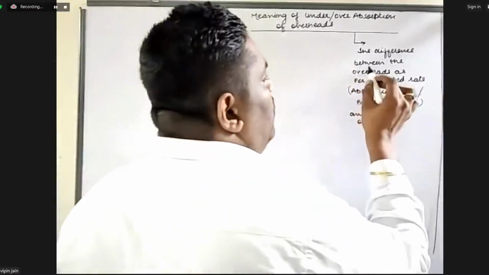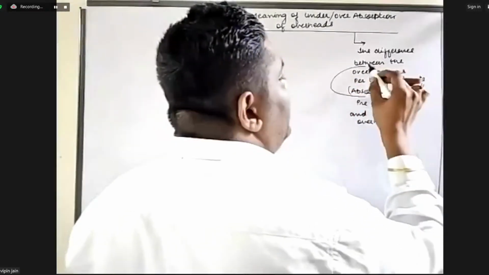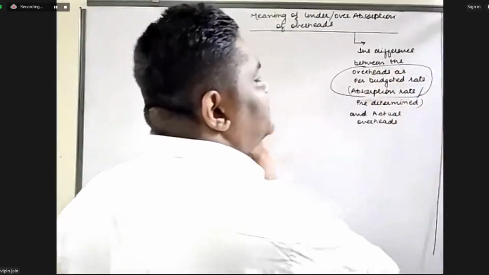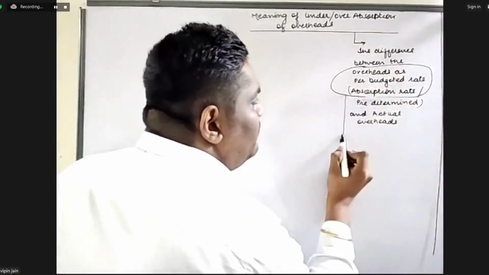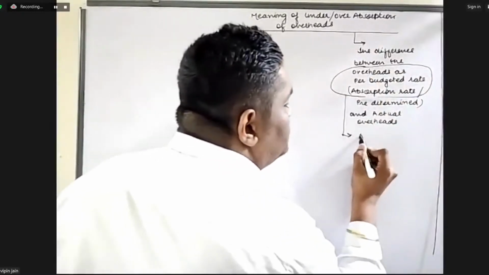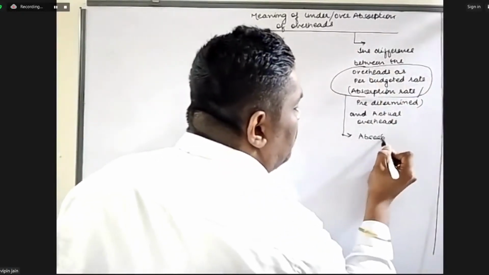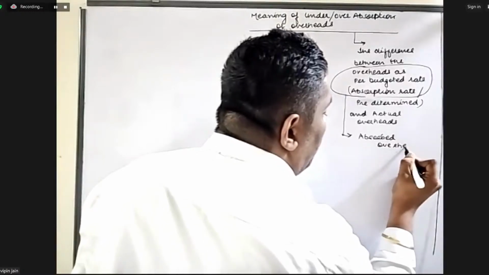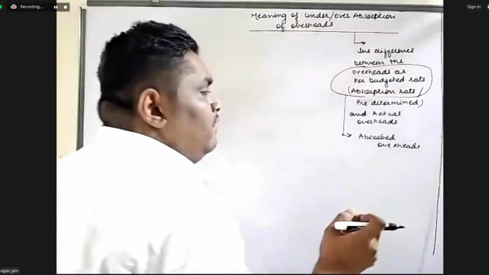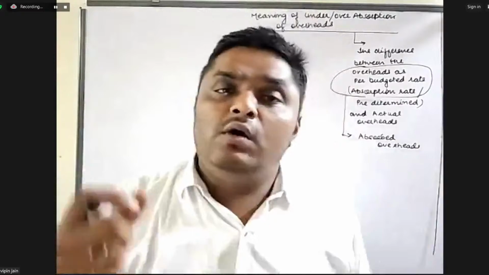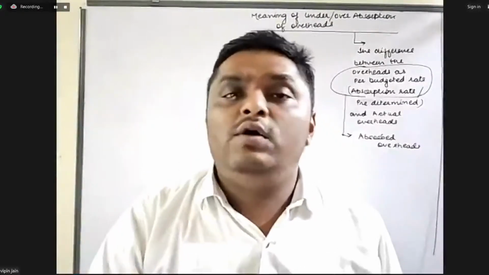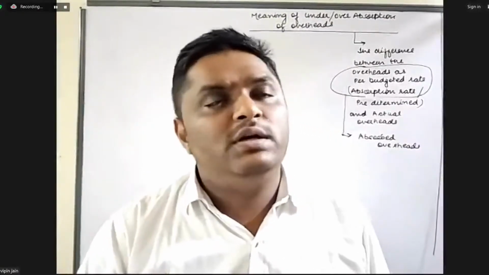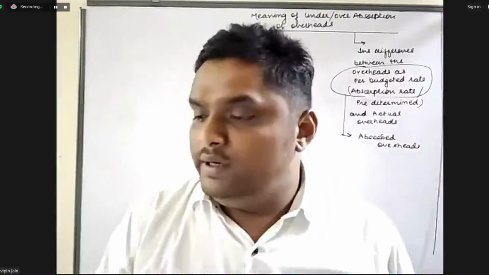Now, the overheads as per predetermined rate or budgeted rate or absorption rate, we can call absorbed overheads. Again, what are absorbed overheads? The overheads as per predetermined rate or budgeted rate or absorption rate, we call them absorbed overheads.